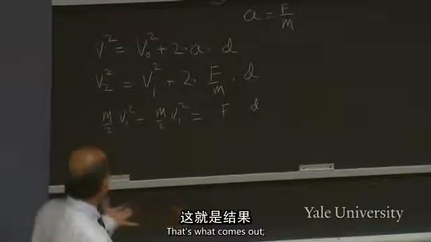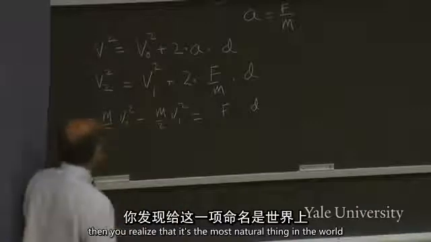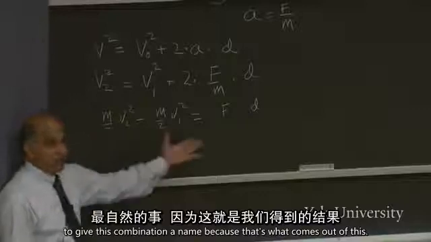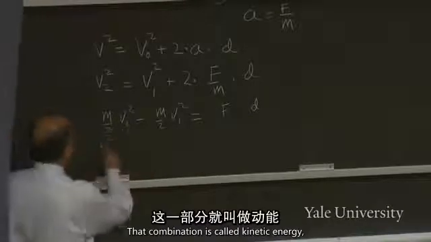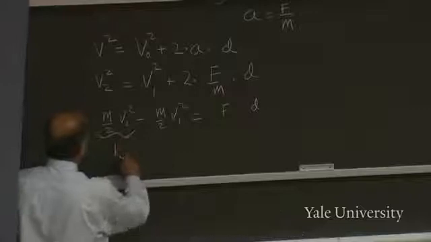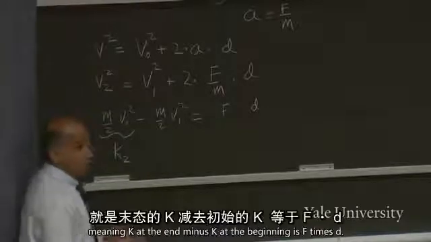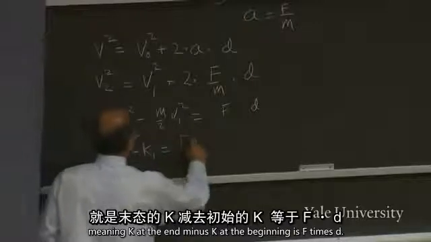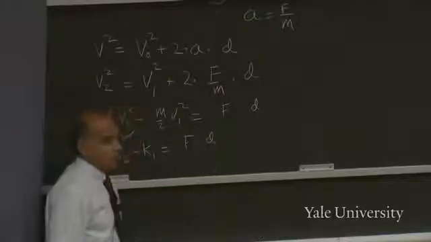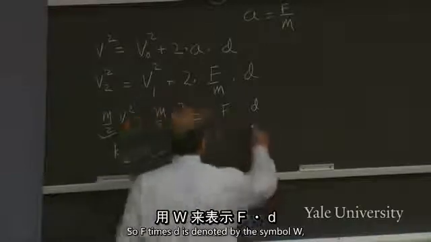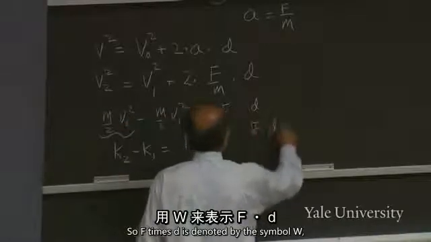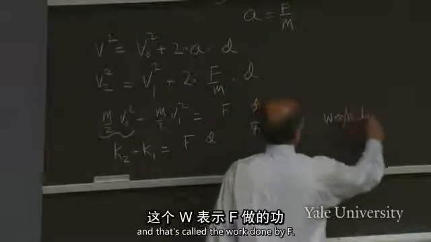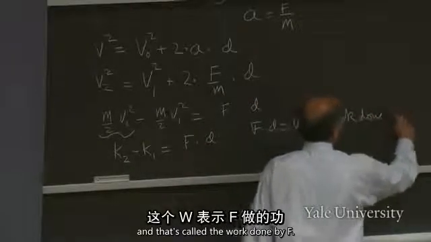That's what comes out. Then you realize that it's the most natural thing in the world to give this combination a name, because that's what comes out of this. That combination is called the kinetic energy, and I'm going to call it K2, meaning K at the end minus K at the beginning is F times d. So F times d is denoted by the symbol W, and that's called the work done by F.